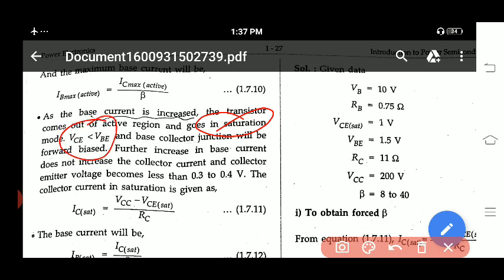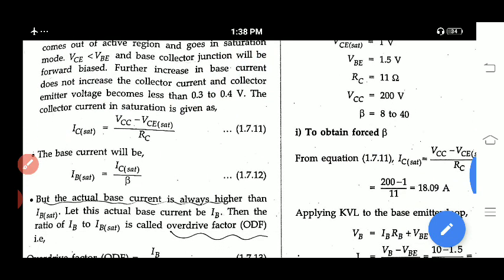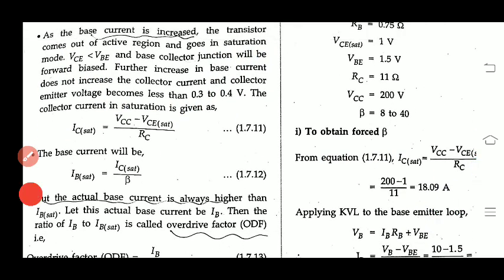Then the base collector junction will be forward biased. Further increase in base current does not increase the collector current, because collector to emitter voltage becomes less than 0.3 to 0.6, say 0.4 volt. So in that saturation region, what is the collector current you will get? You can represent this by IC sat, equal to VCC minus VCE sat divided by RC. Then the base current will be IB sat equal to IC sat divided by beta.